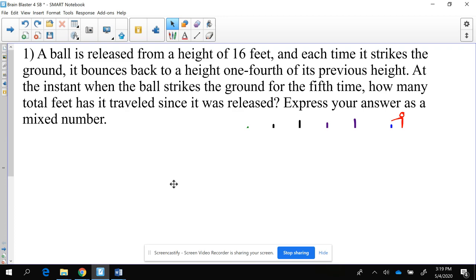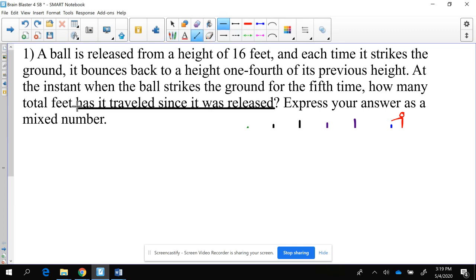Each time it strikes the ground, it bounces back to a height 1/4 of its previous height. At the instant when the ball strikes the ground for the 5th time, how many total feet has it traveled since it was released? That's going to be important. I think a lot of people think, how much did it bounce up? But it really is asking, how much does it total travel? It says express your answer as a mixed number.